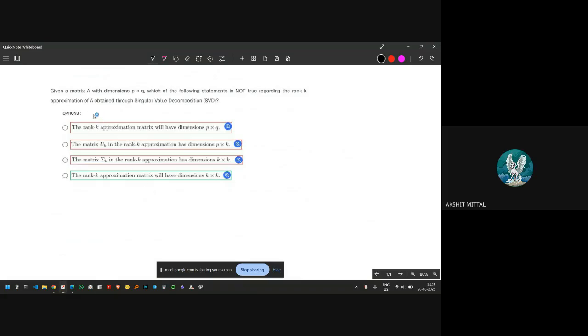Next. Given a matrix A with dimension P and Q, which of the following statements is not true regarding the rank K approximation of A obtained through singular value decomposition? Option A, the rank K approximation matrix will have dimension P cross Q. The matrix UK in the rank K approximation has dimension P cross K. The matrix sigma K has dimensions K cross K, and the rank K approximation matrix will have dimension K cross K. So this is the formula, right, for K-rank approximation.